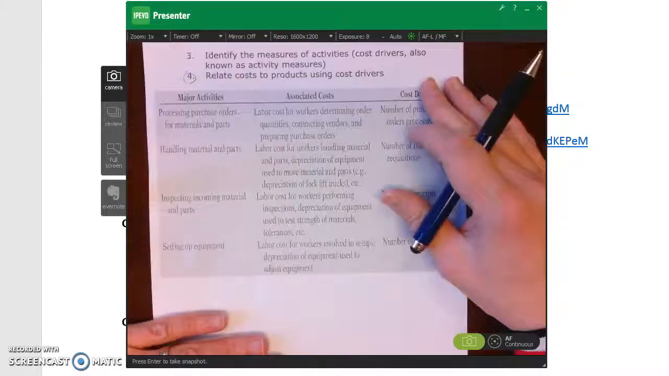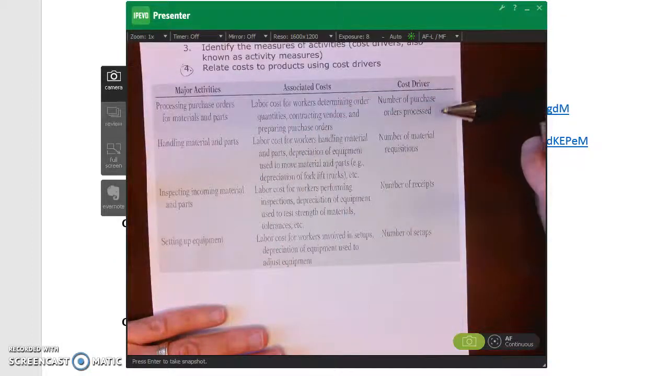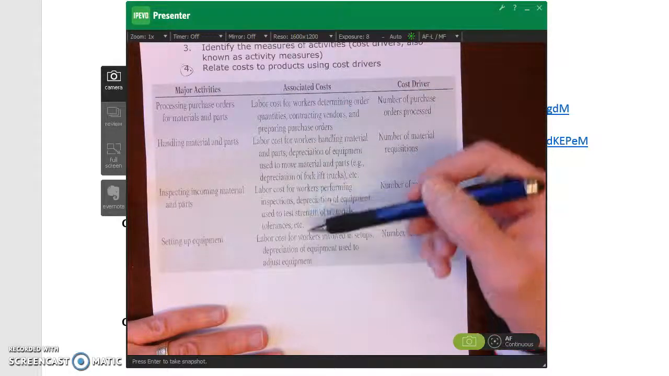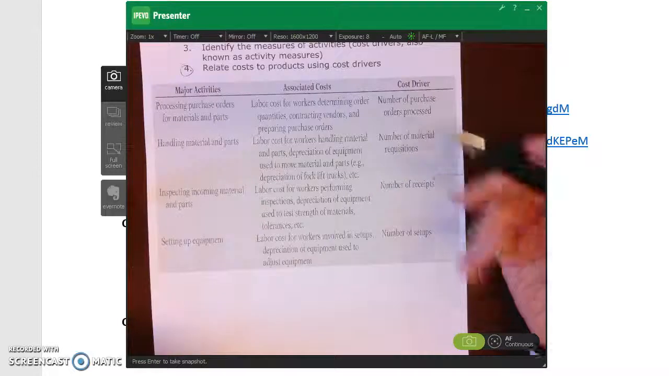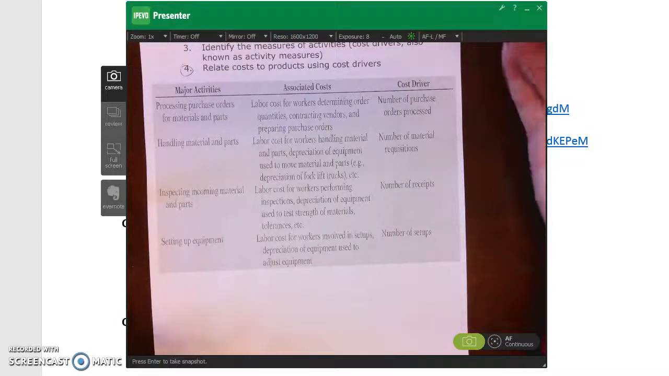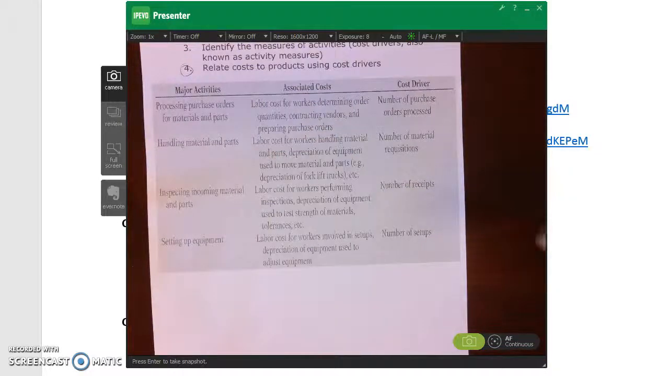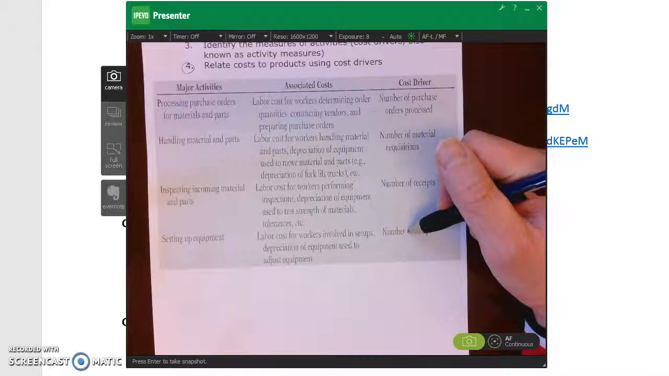If we look over here, we have another major activity that we've identified of setting up equipment. Again, these are examples. What are the costs associated with setting up equipment? The labor costs for workers who are involved in the setup. And then we have some depreciation on equipment that we actually use to help us set up this equipment. So we have equipment that we would use to help us set up other equipment. Okay, what would be the cost driver? Number of setups.